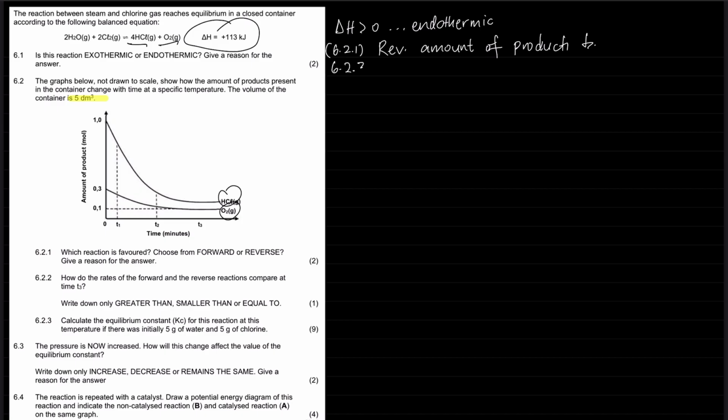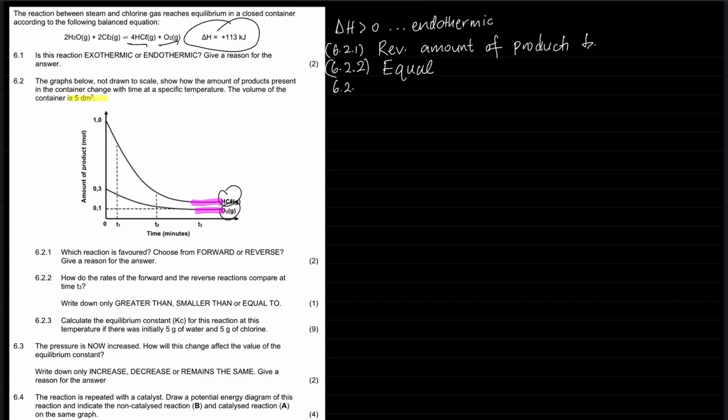6.2.2. How do the rates of the forward and reverse reactions compare at time t3? At time t3, let's take a look at that. So t3, we can see that the lines are parallel to each other. And when the lines are parallel to each other, it means that equilibrium was reached. And if equilibrium is reached, it means that the rate of the forward is equal to the rate of the reverse. So they are equal.